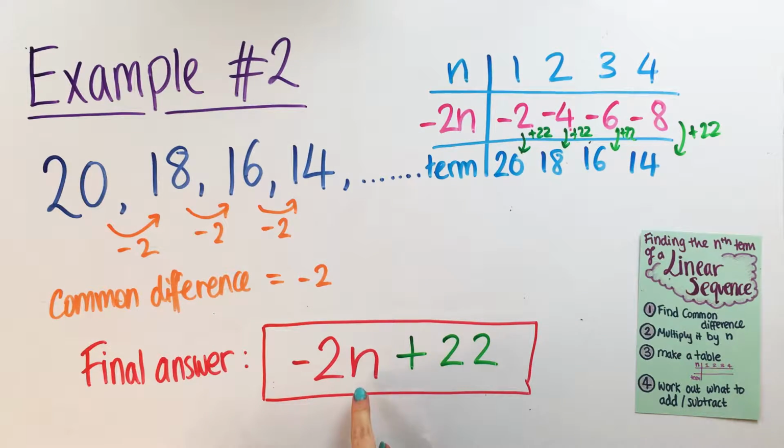We can check it with n equals 2 as well, so we should get 18, let's check. Minus 2 times 2 is minus 4, minus 4 plus 22, that's the same as 22 minus 4, that does give you 18. So we can be confident that we've got the correct final answer.